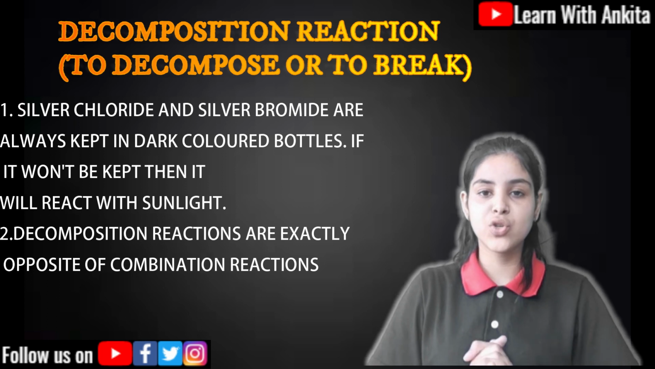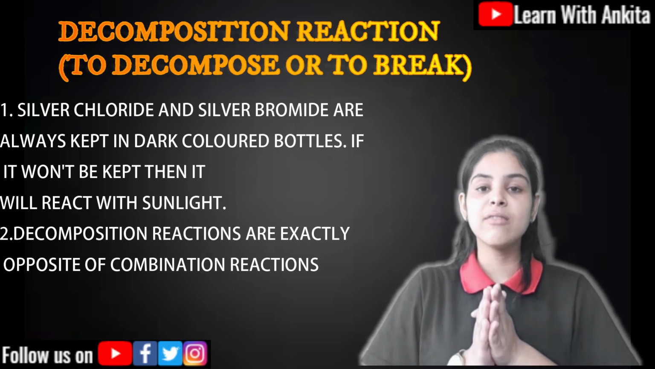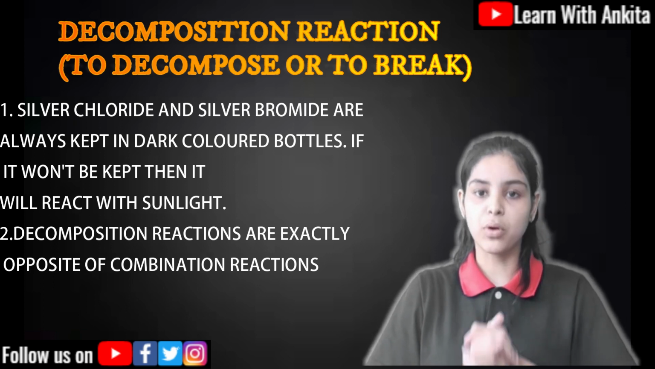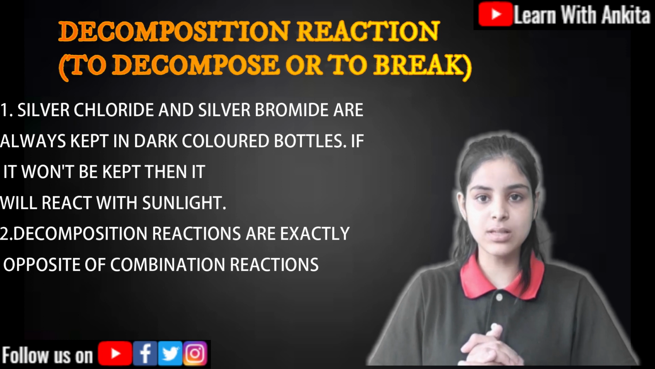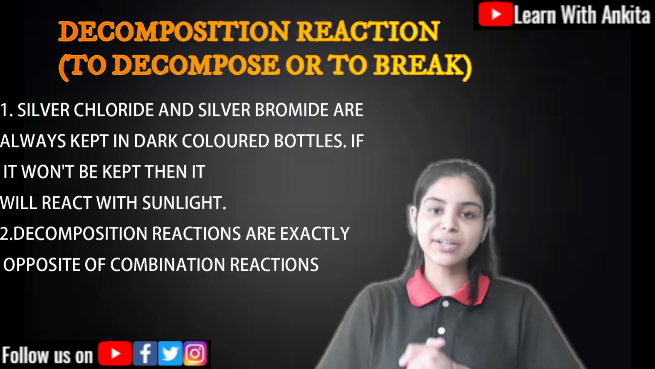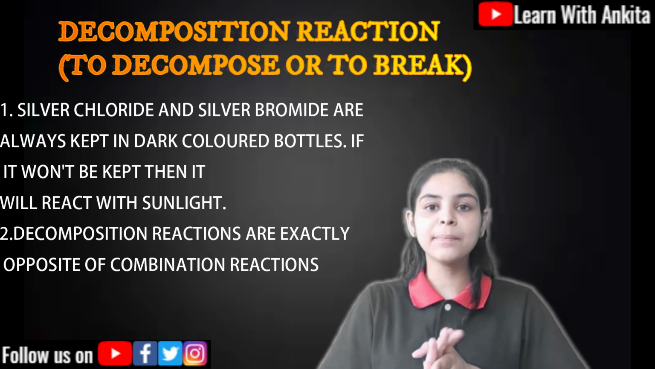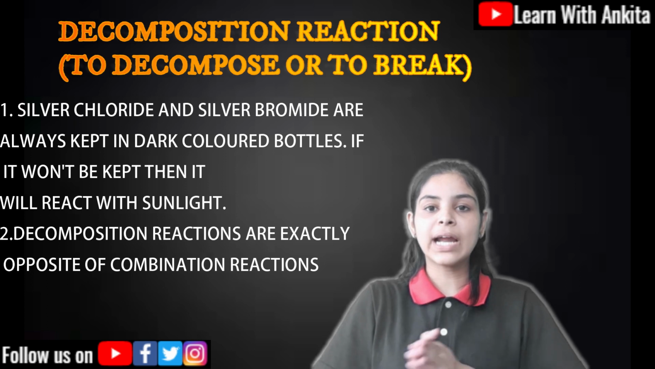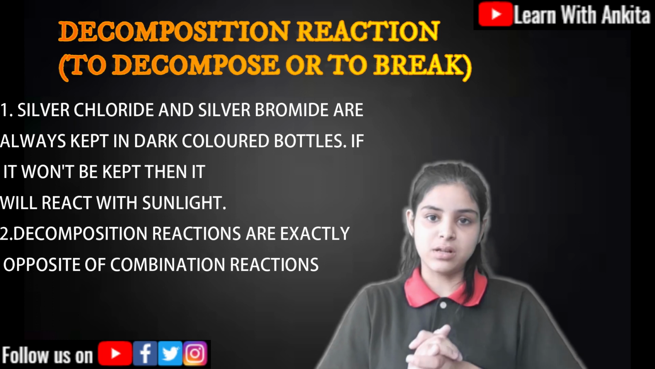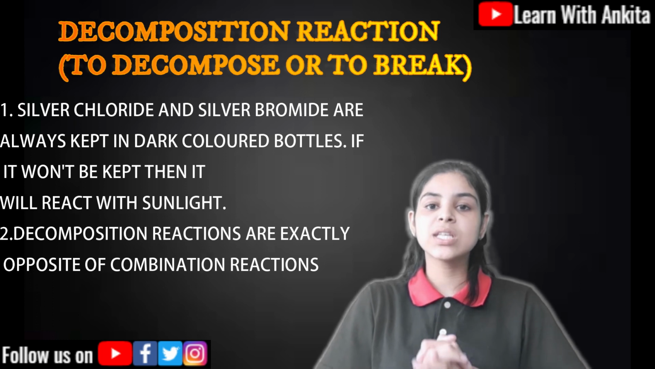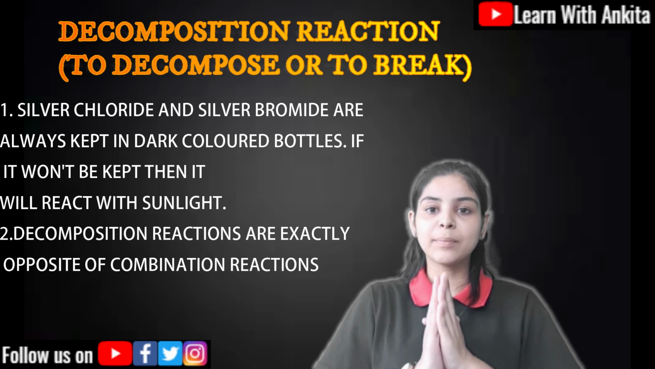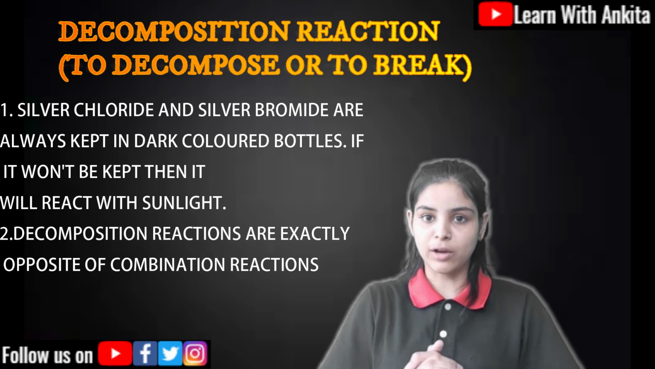One more thing you need to keep in mind is that silver chloride and silver bromide are kept in dark colored bottles. Why are they kept in dark colored bottles? If they are not, they will react with the sunlight and break up into silver and chlorine or silver and bromine. They both are also used in black and white photography.